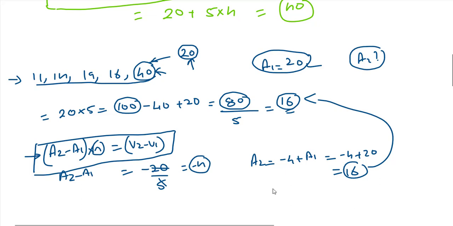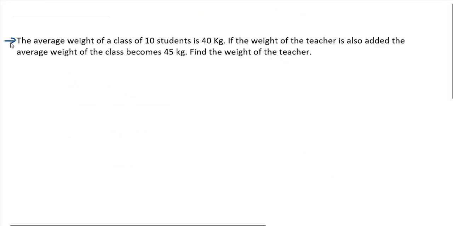Let us now solve a few problems based on this concept. Consider this question. The average weight of a class of 10 students is 40 kg. So there are 10 students, their average weight is 40 kg. If the weight of the teacher is also added, the average weight of the class becomes 45 kg. Find the weight of the teacher.